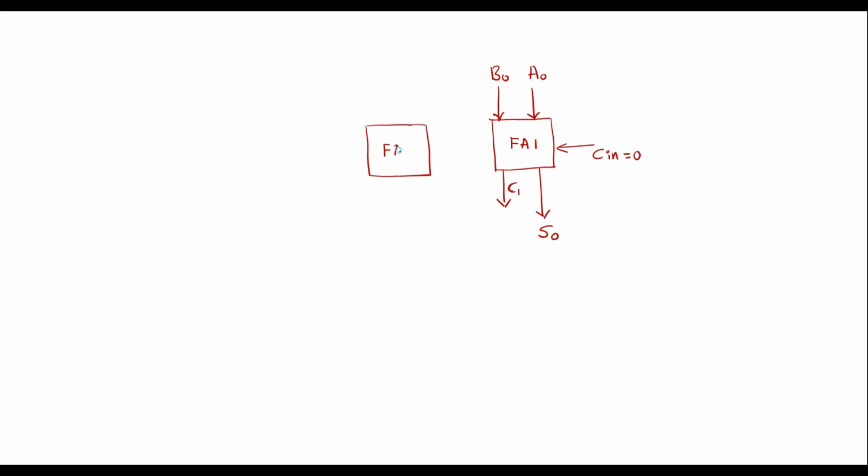I will call it as FA2. Here the inputs are, one input is B1, another input is A1. So here the carry input, that is Cin, is nothing but C1. So this acts as a carry input here, and again it produces two outputs. One output I will call it as S1 and another output is carry out, that is I can call it as C2.